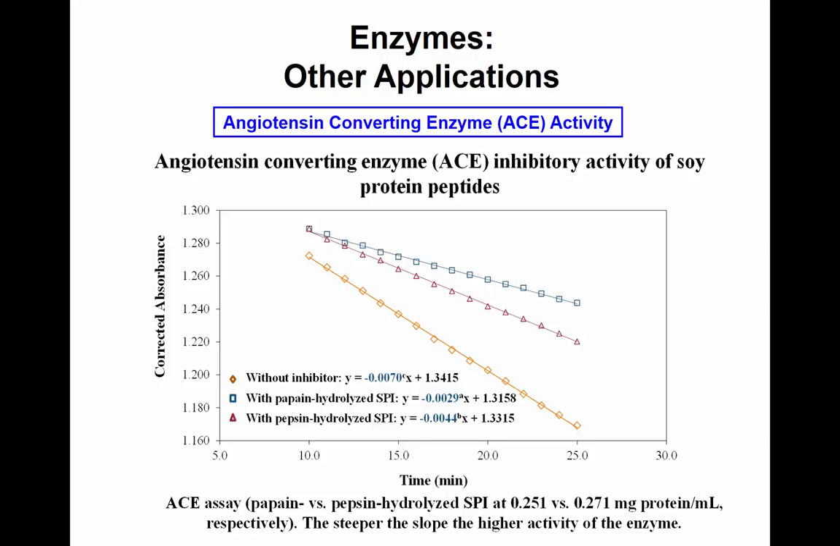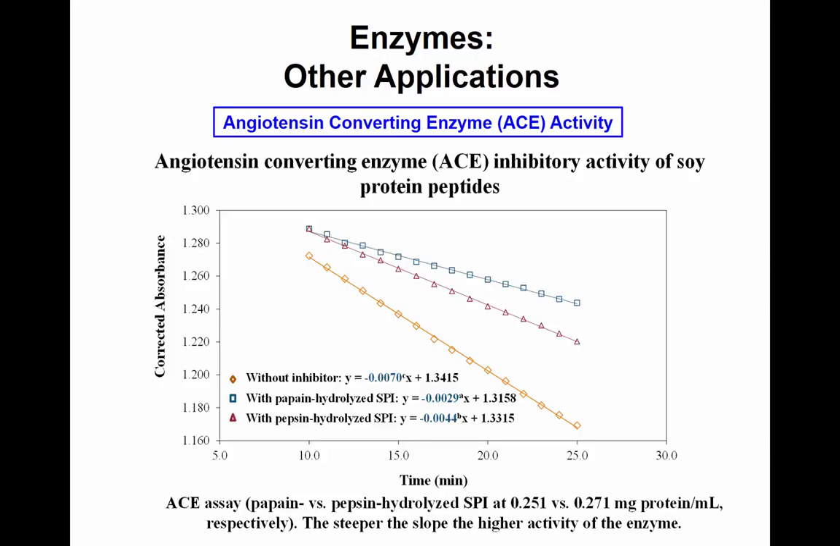So without inhibitor, just the reaction without the inhibition, you have the steepest slope. You have the highest rate. There's no inhibition. You have the enzyme ACE with the substrate, and the substrate is being converted to product. You have the highest rate, so you have the highest slope.